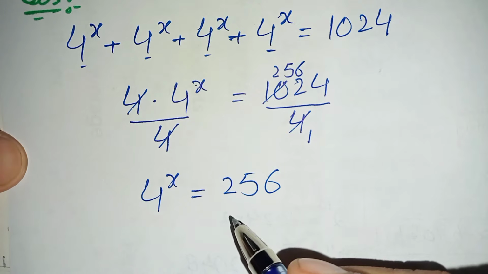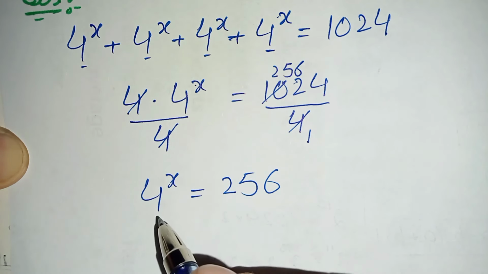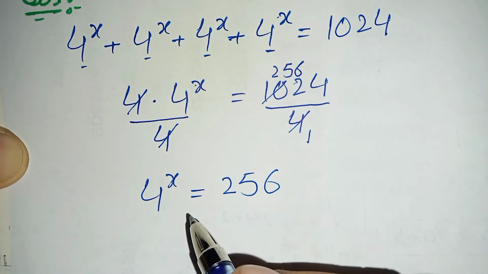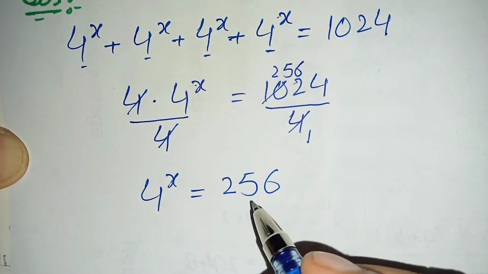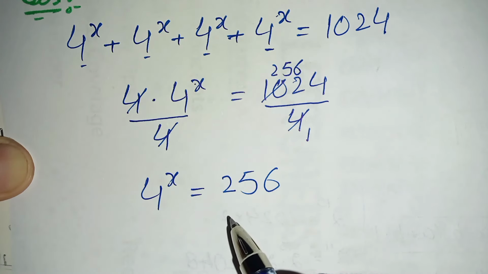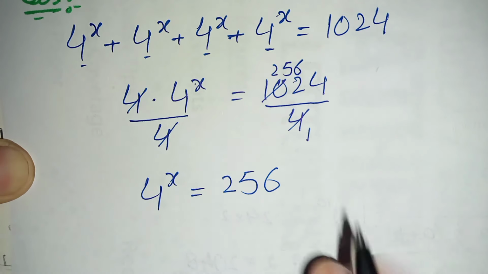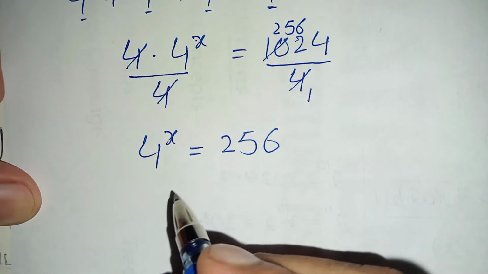Now how can we solve this equation further? There are two methods, two approaches used to solve this equation further. One is to take common log on both sides and find the value of x. And the second method is to change both sides to the same base, base 2. Here we will use the second method, which is simpler and shorter. And we will change both sides to base 2.